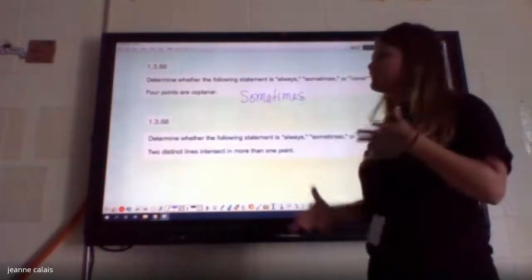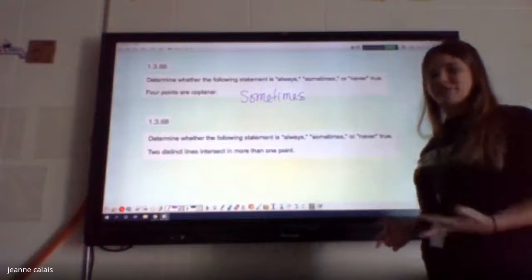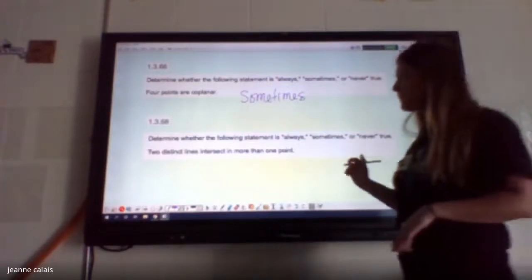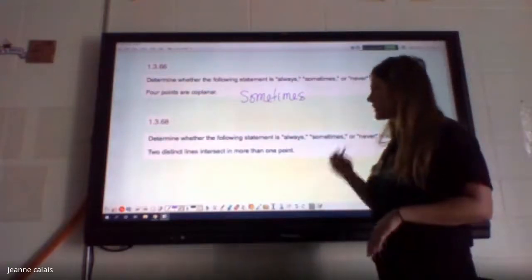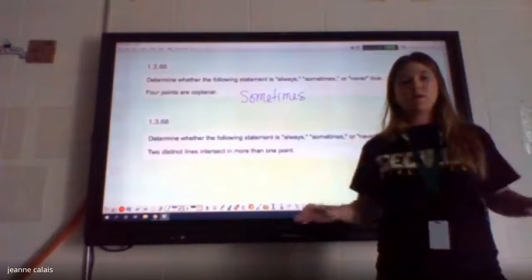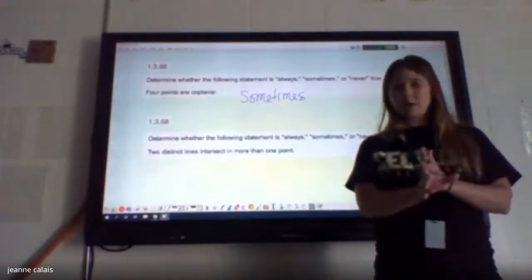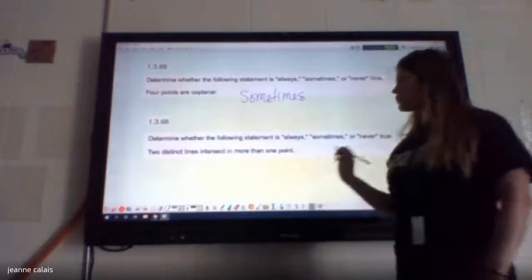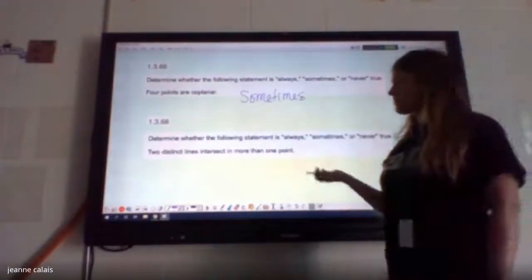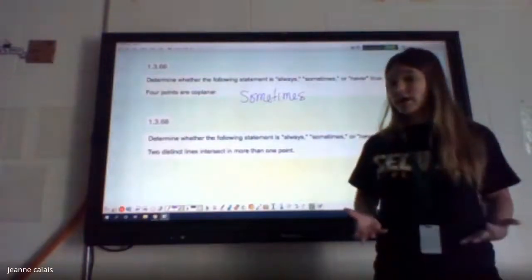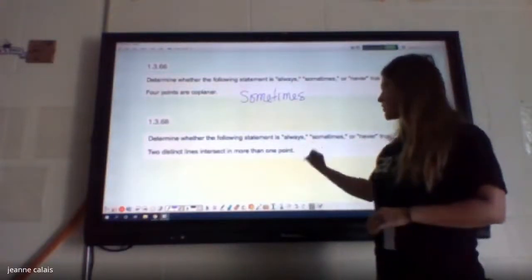All right, so you ask yourself true or false. If you have doubt, try and come up with a counterexample. 2 distinct lines intersect in more than 1 point. When they talk about distinct, that means 2 completely separate lines. There is no way that they can be the same line. So distinct means separate. Well, unless they have some kind of curves to them, which would not be a line, there's no way. So this would be never.